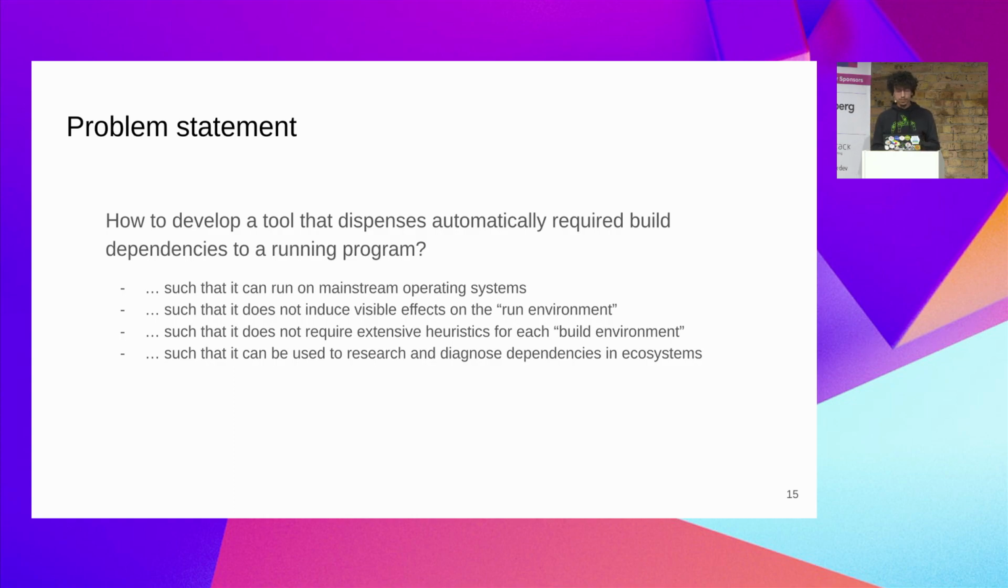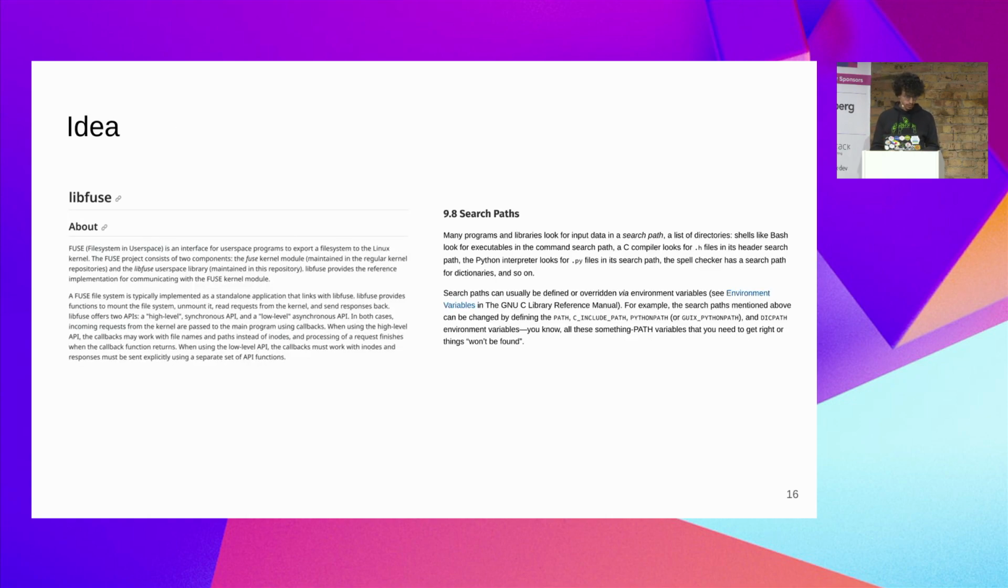It should not have visible effects on the runtime environment. Some research will maybe involve virtualization or performance-sensitive workloads. If you throw any random solution at it, maybe containers, it can create arbitrary limitations. And then you don't want to specify for every build environment what you need to do to get the dependency. You don't want to hard code everything. And finally, all of this should contribute to the goal of improving the observability of our ecosystems.